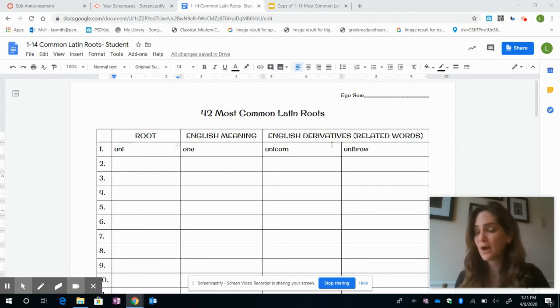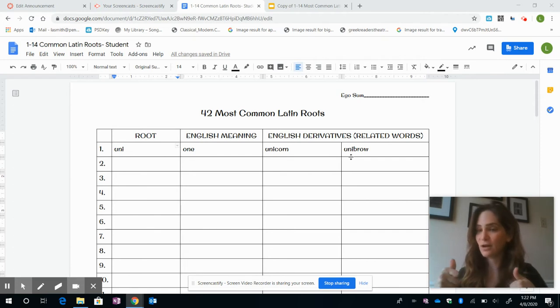Example that we talked about in our last video is uni. Uni is a Latin root, and the English meaning is one. Then 2 words that come from uni are unicorn, because it has one horn, and unibrow, because you'd have one brow. So those are 2 English derivatives. Derivatives is just a fancy word that means a larger word that comes from a smaller root.